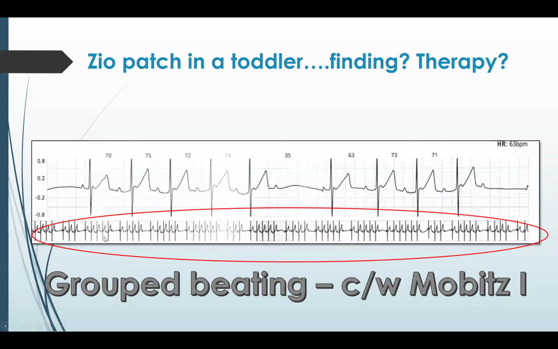You see 4 or 5 beats together, and then a pause, 4 or 5 beats together, and a pause. When you see grouped beating, oftentimes this is consistent with a diagnosis of Mobitz 1 or Wenckebach. So you obviously have to look at the tracing itself in order to confirm. But when you see this type of pattern with such consistent grouped beating, oftentimes that is due to Mobitz 1. So you should always keep that in mind when you're looking at a tracing like this.